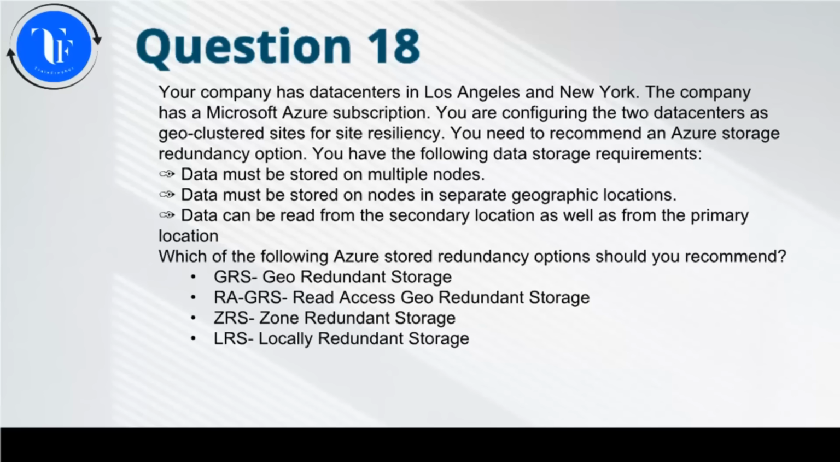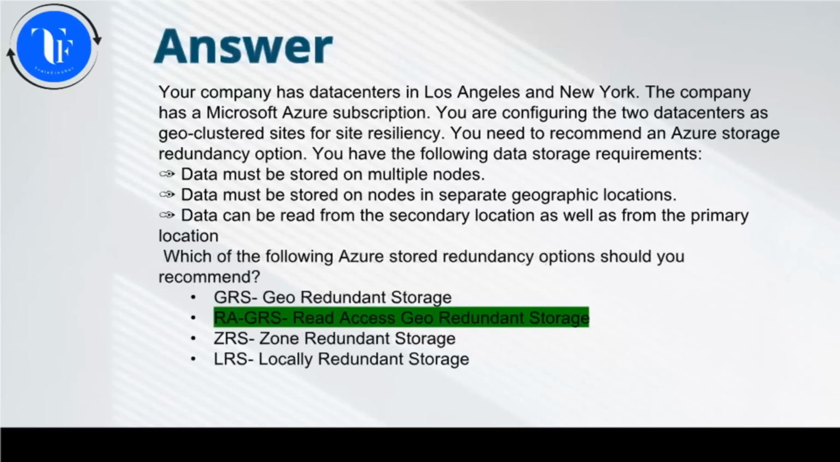Which of the following Azure Storage redundancy options should you recommend? GRS, Geo Redundant Storage. RA-GRS, Read Access Geo Redundant Storage. ZRS, Zone Redundant Storage. LRS, Locally Redundant Storage. RA-GRS, Read Access Geo Redundant Storage, meets the requirement and is cheaper than GRS.